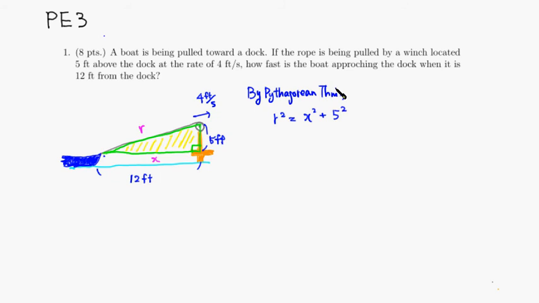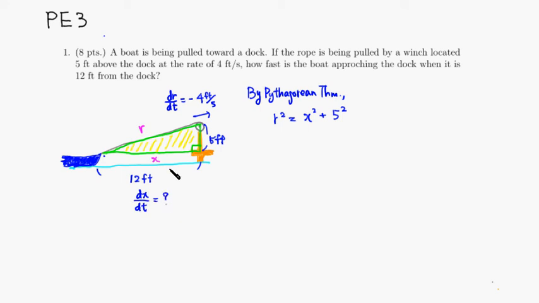We also know this 4 feet per second is the rate of change of R. So dr over dt is equal to, we have to be a little bit careful, since it's pulled in, R is actually shrinking, so it's got to be -4. Then we are looking for how fast the boat is approaching, so we are looking for dx over dt. This is what we're looking for.